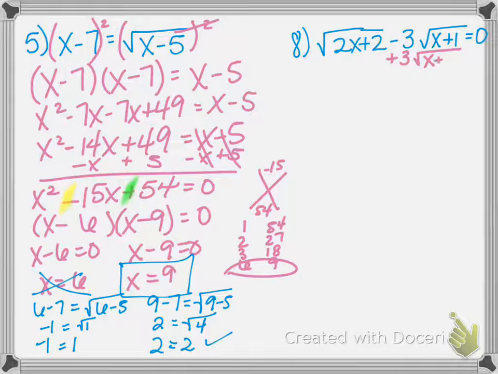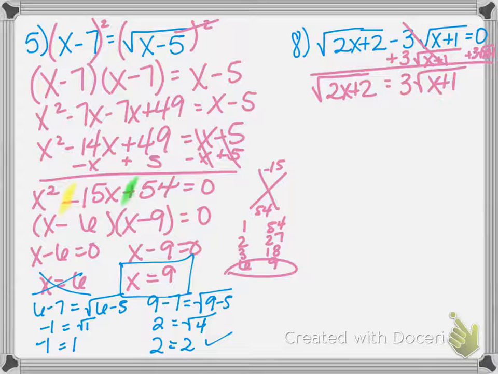So I'm adding 3 times the square root of x plus 1. And what I do to one side, I got to do to the other. Running out of room, but that's okay. That cancels out, and I'm left with the square root of 2x plus 2 equaling 3 times the square root of x plus 1. Because remember, it changes to positive once you add it to both sides.